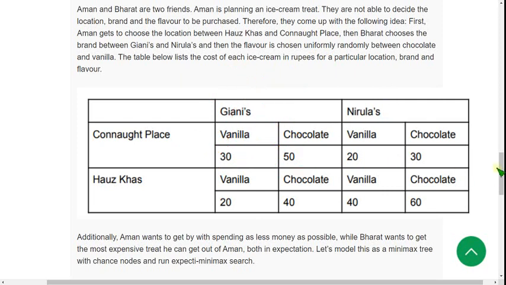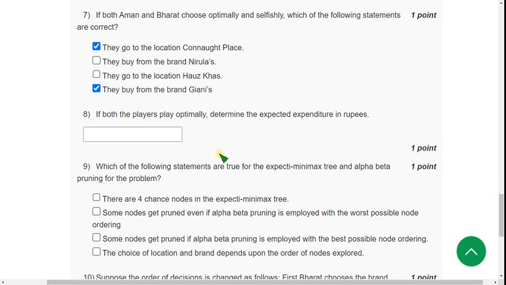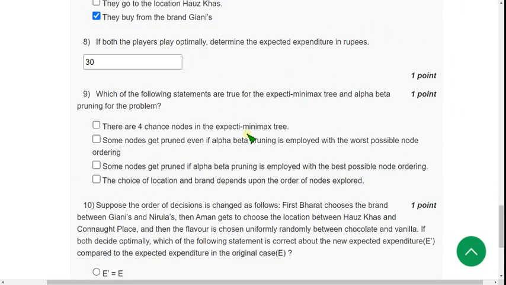So guys, if you differ from my answer, you can give your own answers in the comment section. I have already told this is the probable solution only. So for the 8th question I am going with 30 as the answer. Moving on to the 9th question.